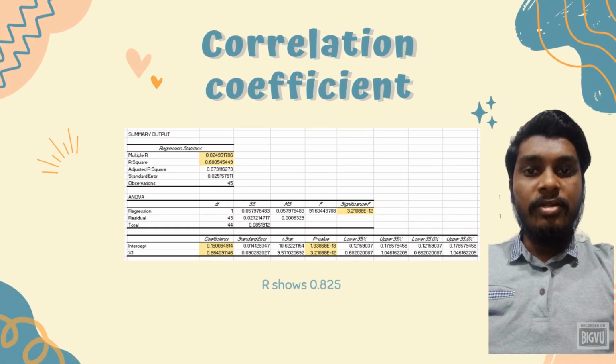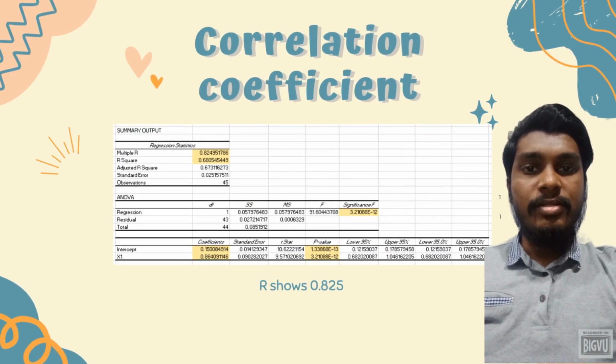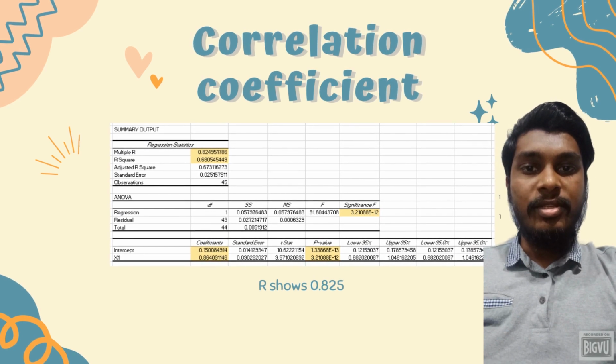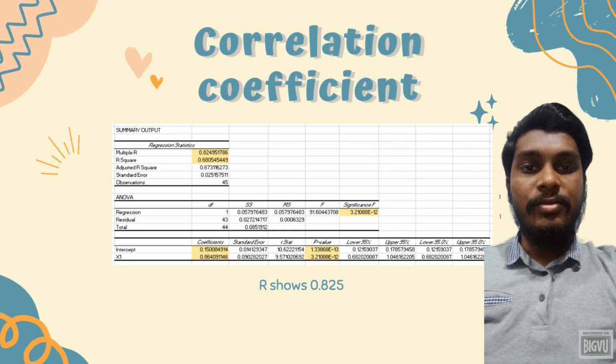The correlation coefficient, which is r, shows 0.825, which can be said to be a strong positive linear relationship between x1 run score and y batting average. Because r is closer to 1, and when r is positive the line slopes upward to the right, as the value of x increases, y increases.